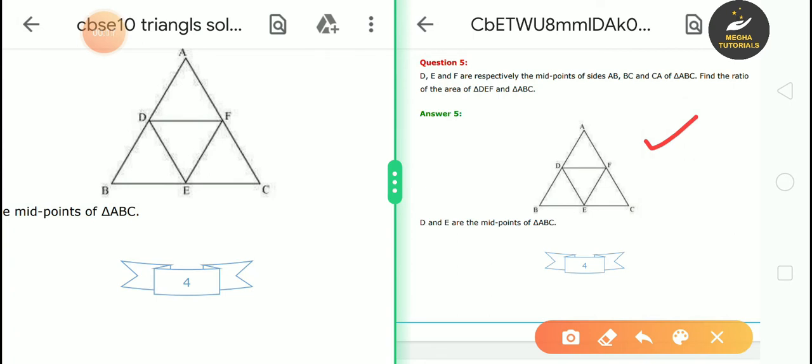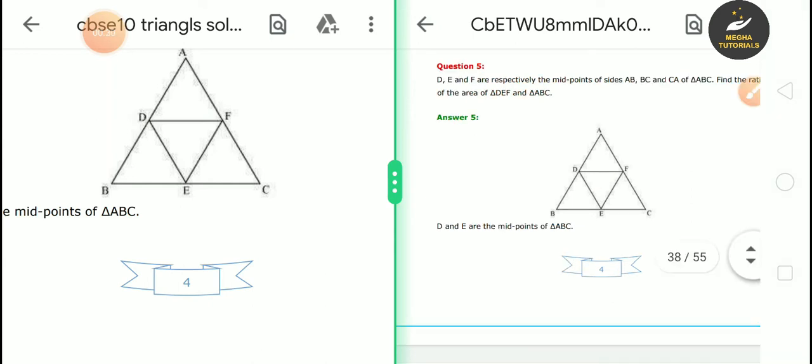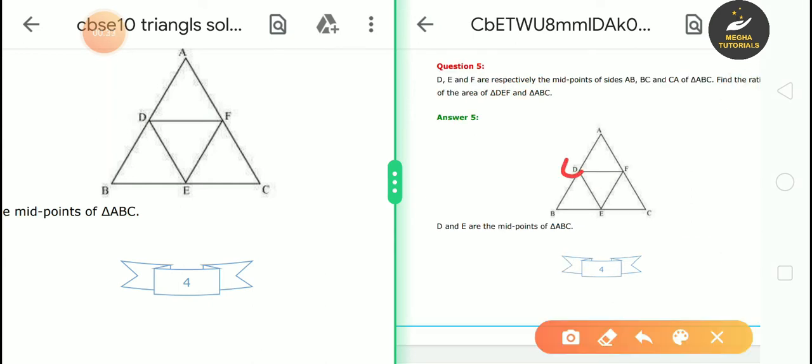Question 5. D, E and F are respectively the midpoints of sides AB, BC and CA of triangle ABC. Find the ratio of the area of triangle DEF to the area of triangle ABC. So our solution will be on the right side and the diagram will be on the left side. Please focus and we'll start with the solution now. It is given that D, E, F are midpoints of the respective sides. Therefore AD equals DB, BE equals EC and AF equals FC.